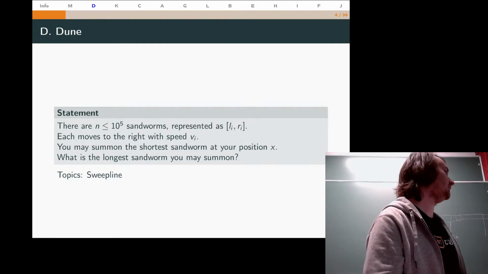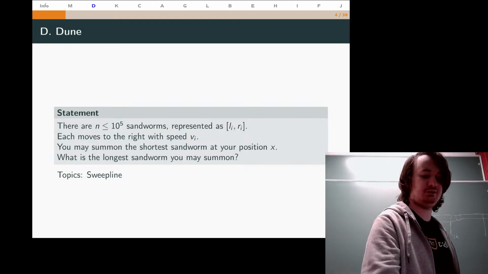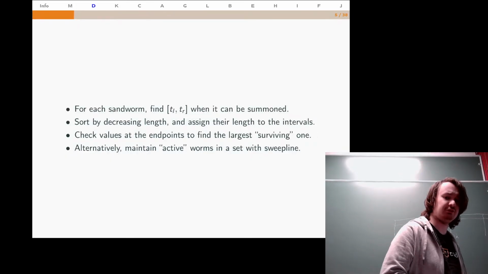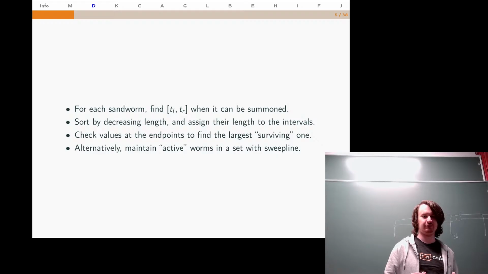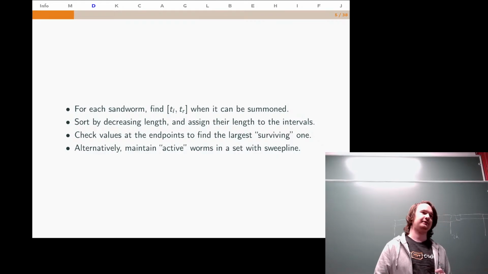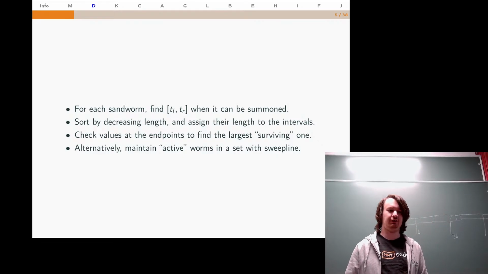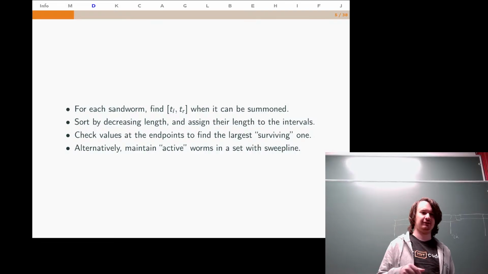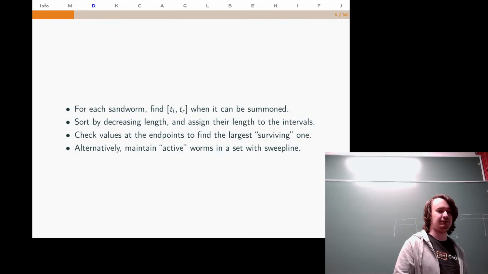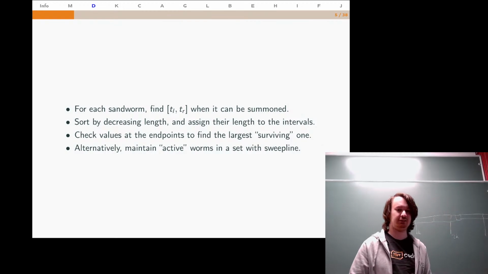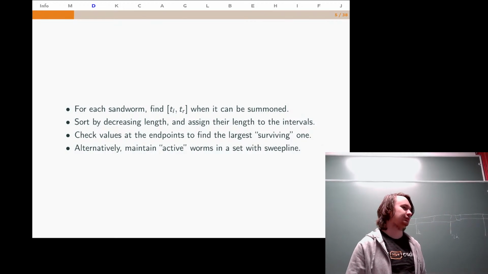So this is mostly an implementation problem. First of all, we consider each sandworm independently, and for each sandworm we find the segment of time during which this sandworm is beneath us. So there's some segment from L to Ti, which we can find by solving some linear equation. After that, there are several approaches on how to proceed.